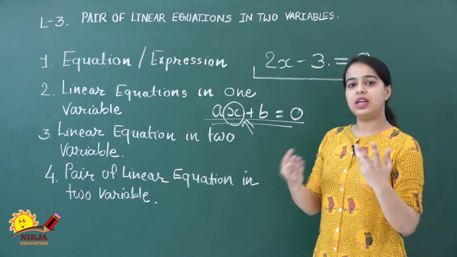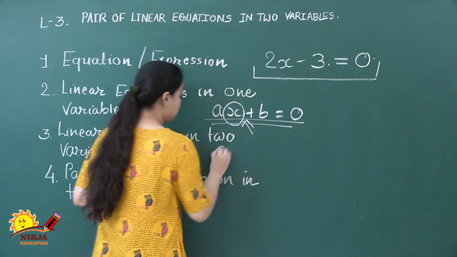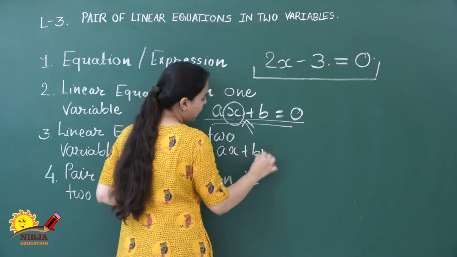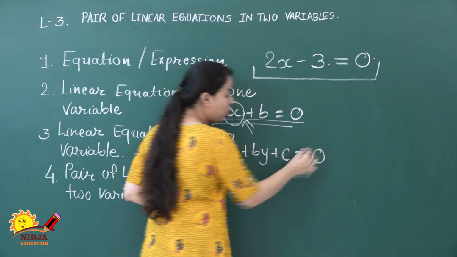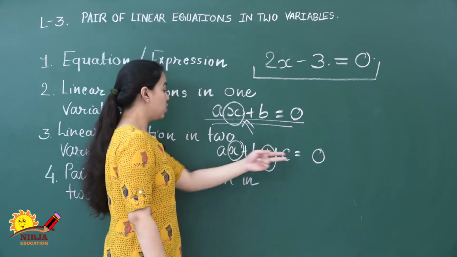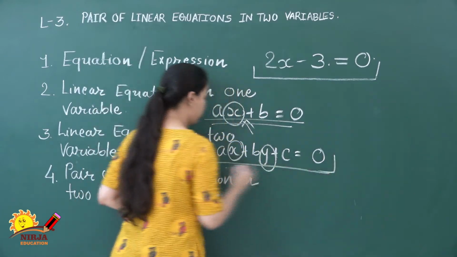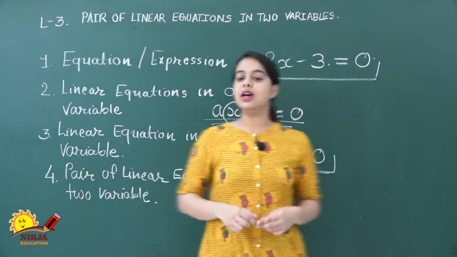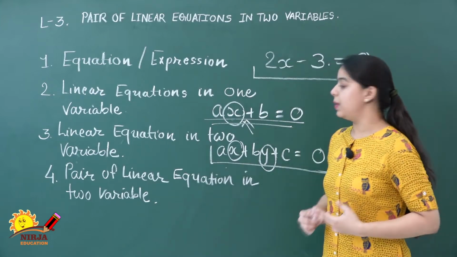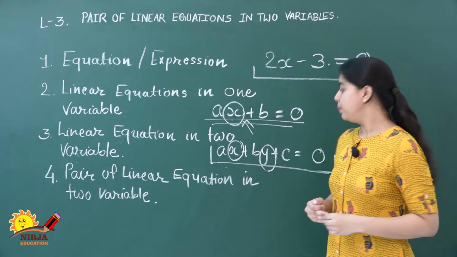Linear equations which have two variables, we can write as ax plus by plus c is equal to 0, where x and y both are variables. So this equation has two variables. We can call this kind of equation a linear equation in two variables, which you have already studied in your previous class, which is class 9.